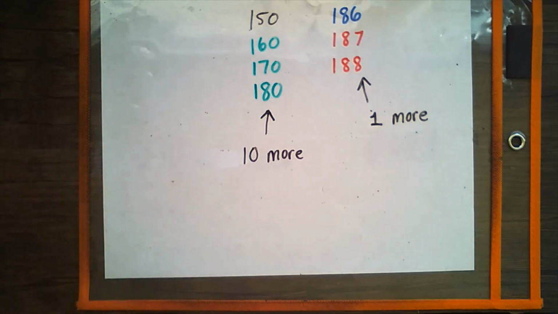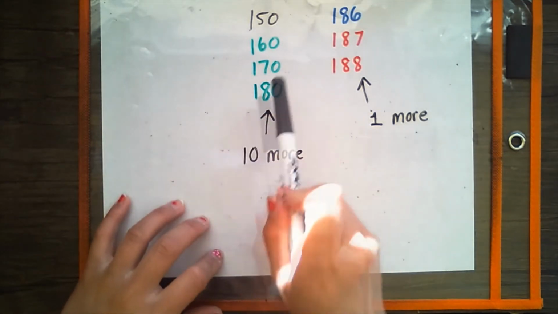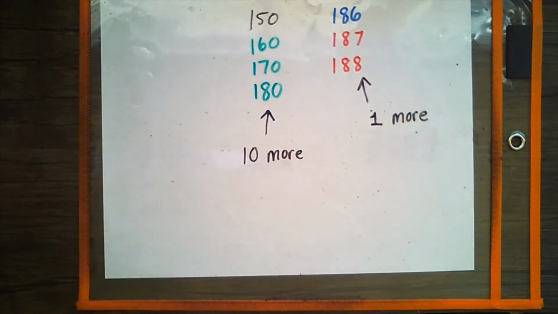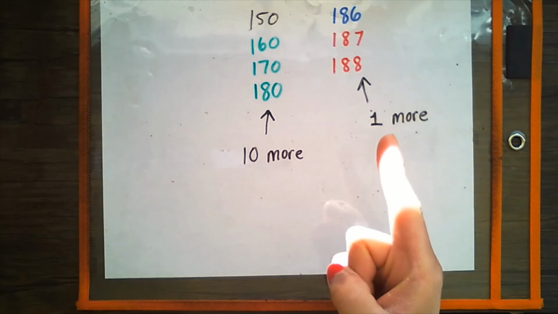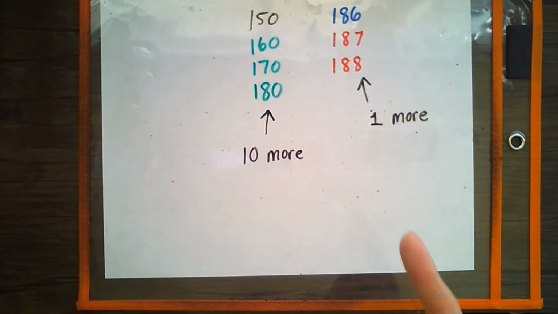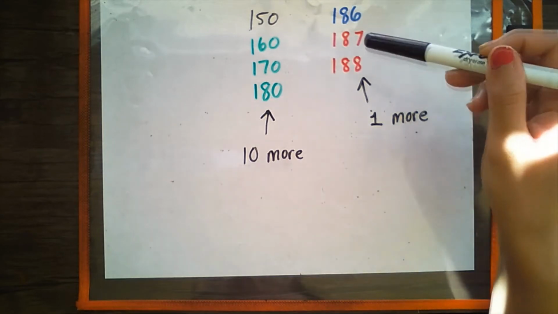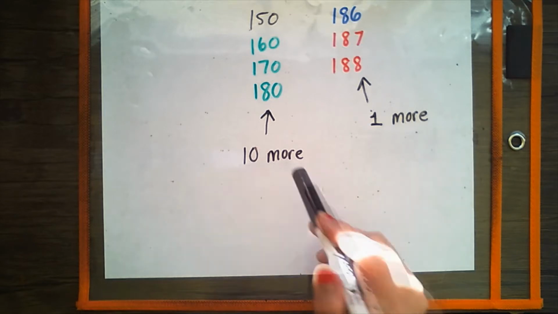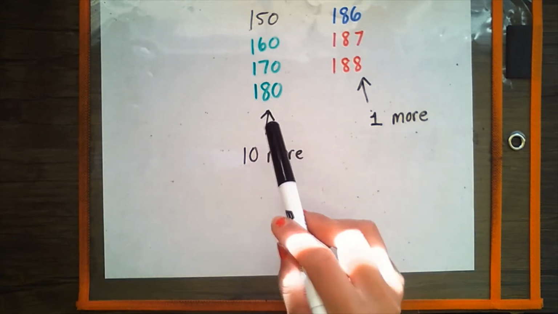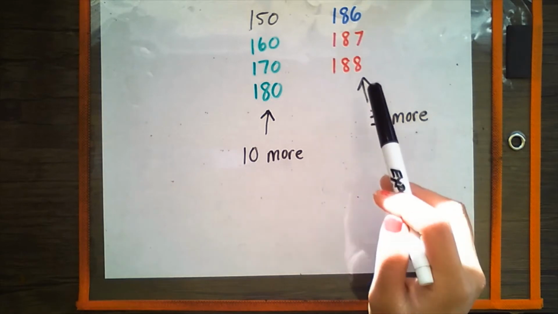Alrighty, my friends, welcome back. Now, you'll notice that the hundreds are all the same. And you'll also notice that in both lists, only one number changes. In this list, only the tens changed. And in this list, only the ones changed. When we count by tens, the tens place changes. Same thing for the ones.